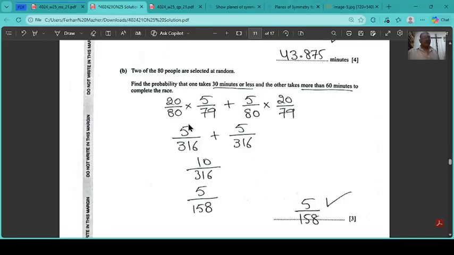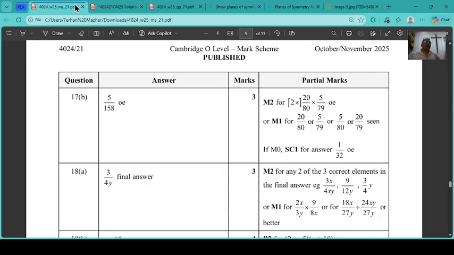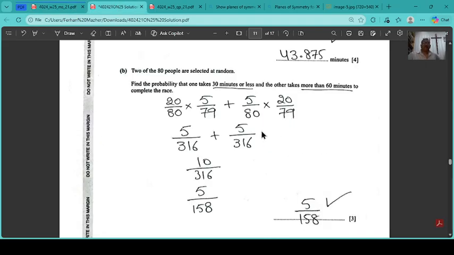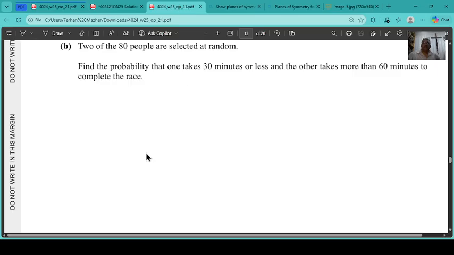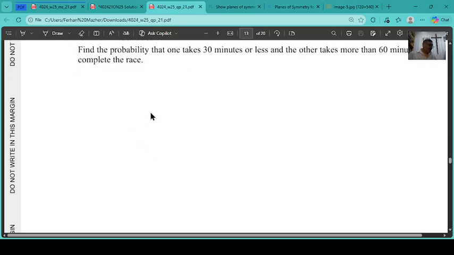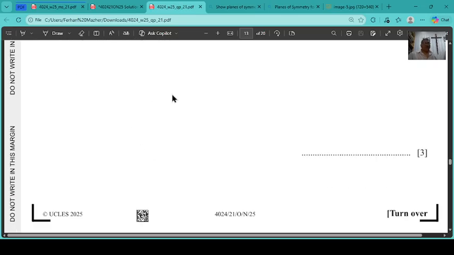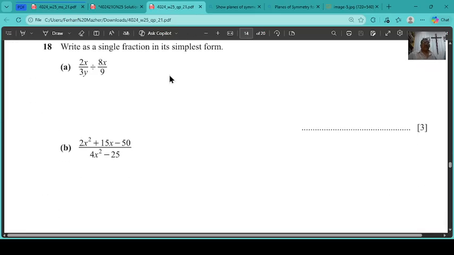You add them up. This is 5 divided by 316 plus 5 divided by 316, which is 10 divided by 316. So you cancel, and it is 5 divided by 158. So 5 divided by 158 is the right answer, sir. A little bit heavy. So we are done with question number 17, and we are going to the next question.